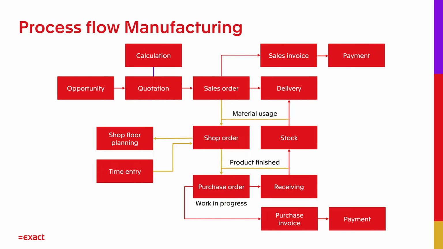In Exact Online Manufacturing, just like accounting, CRM is always included. This means you can start by registering an opportunity. From there, you can create a quotation, optionally based on an item's bill of materials, or calculation from an external tool. Once the offer is accepted, a sales order gets created.